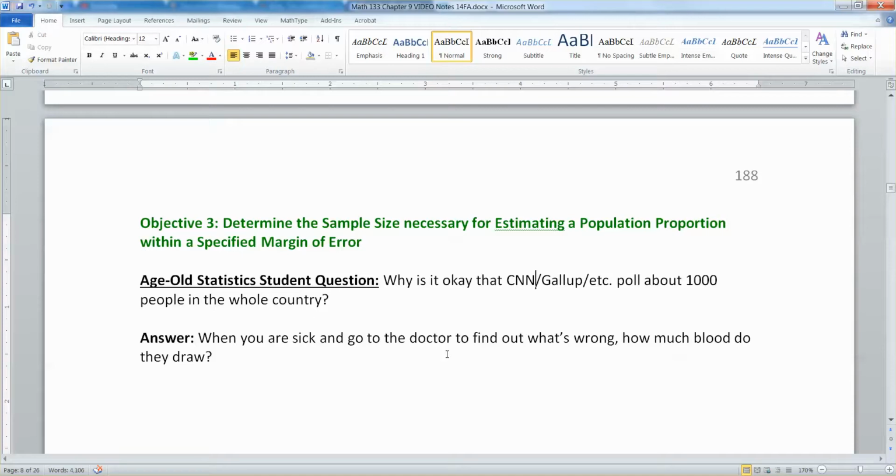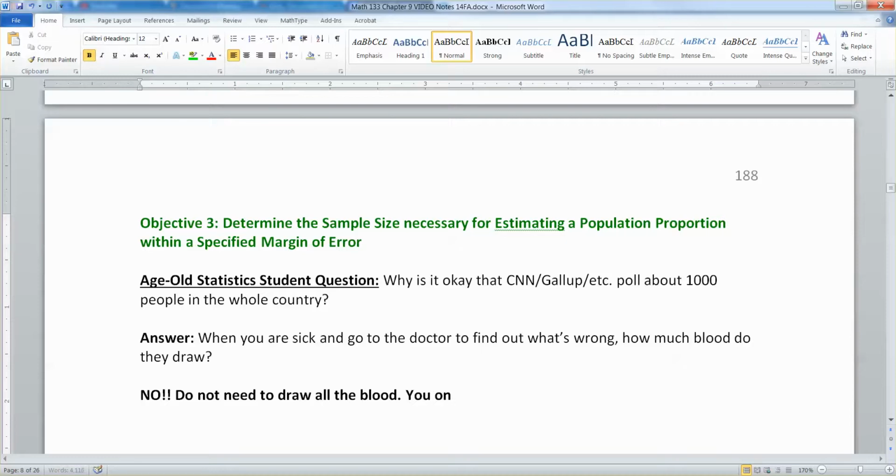If you go to the doctor when you're sick and they have to draw blood to run some tests, do they have to draw all the blood in your entire body to figure out what's wrong with you? Well, I should hope not, because you are going to a vampire doctor, and that would not be good. No, you don't need to have all the blood in your body drawn to figure out what's wrong with you. You only need a few vials, as long as they're well drawn, right? So, no, do not need to draw all the blood.